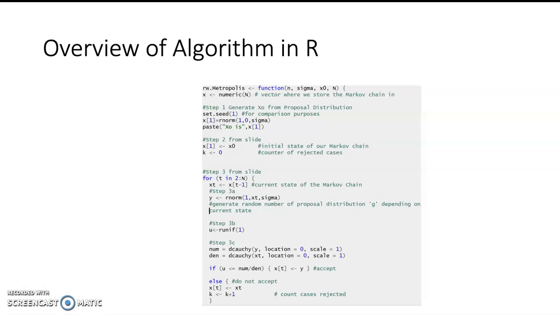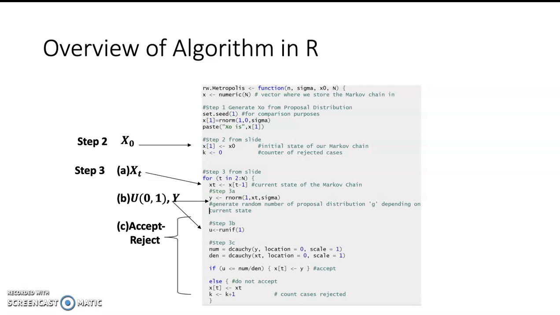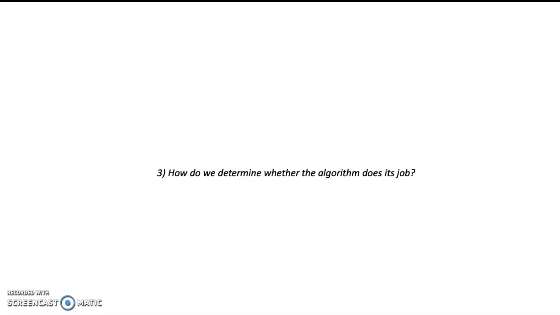So, by an overview of the algorithm in R, notice that in step 2, we produced x0 as the initial state of the Markov chains, and in step 3, we produced xt as the current state of the Markov chains. And in part B, we produced U01 as the uniform distribution used for the accept and reject process. And in C, denoted as this part of the code, we are actually performing the accept and reject algorithm inside of the Markov chains of the Metropolis-Hastings sampler.